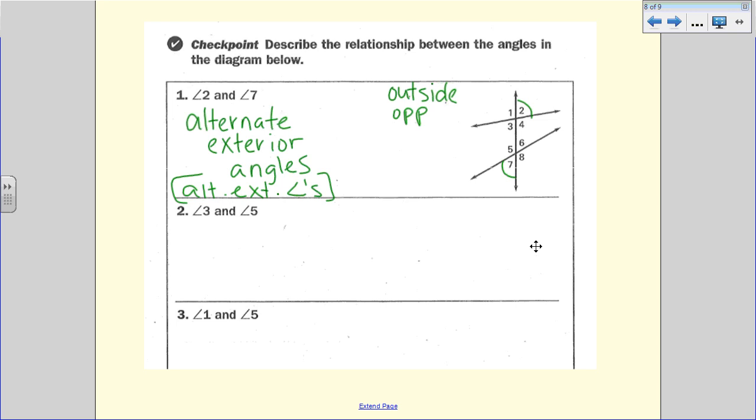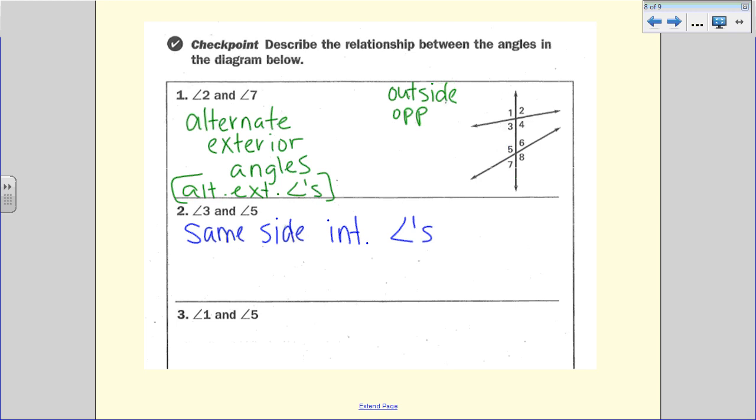All right, let's erase and take a look at 3 and 5. So I've got angle 3, it's a different color, angle 3 and angle 5. What I notice is they are on the same side, so right away I can start writing that. And they are both between the two lines, so same side interior angles.